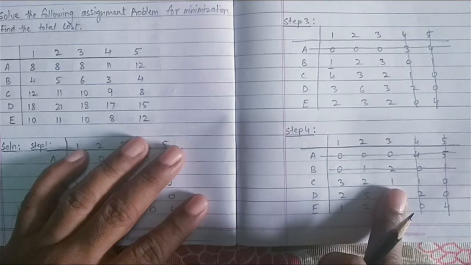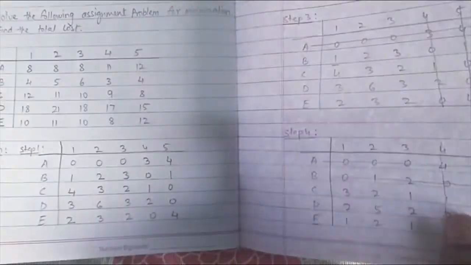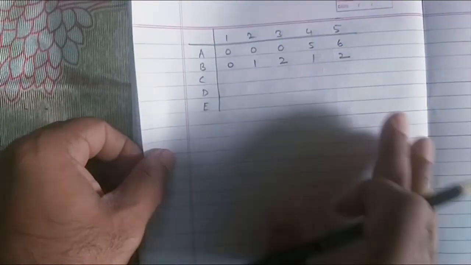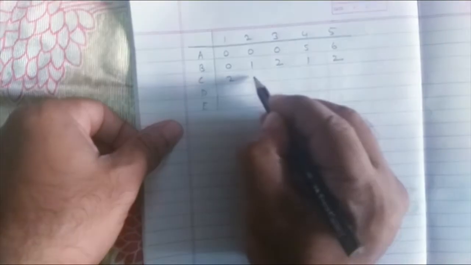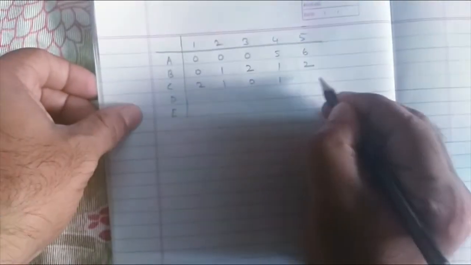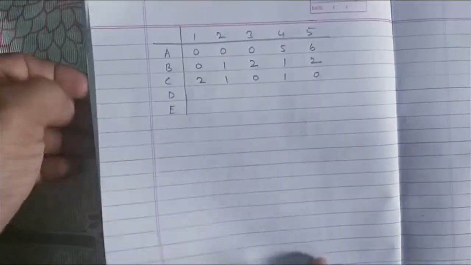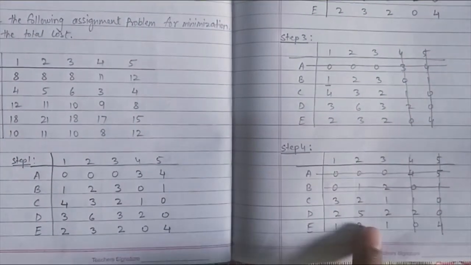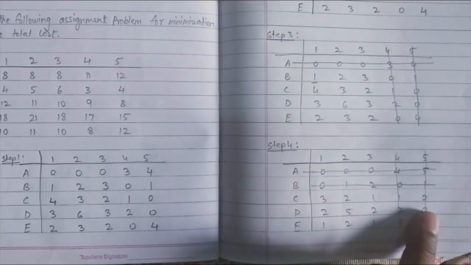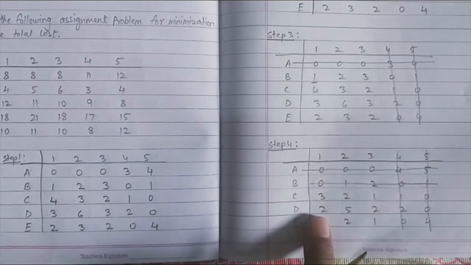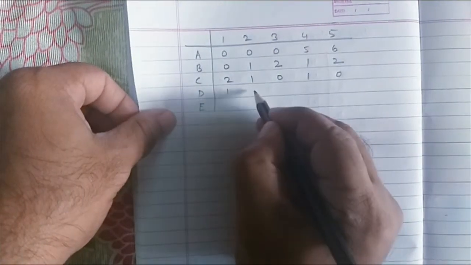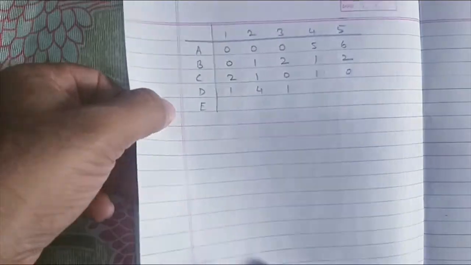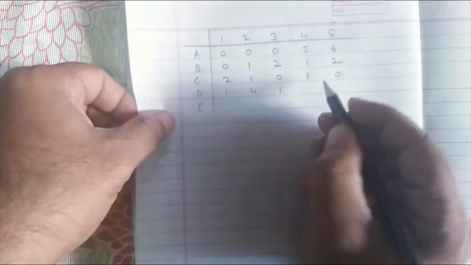So I'll perform the subtraction. So this will become 2, 1, 0, and 1 and 0 remains unchanged. Next one is 2, 5 and 2, 2 and 0, these two numbers unchanged and do the subtraction here. So we have 1, 4, 1, and 2 and 0 remains unchanged.